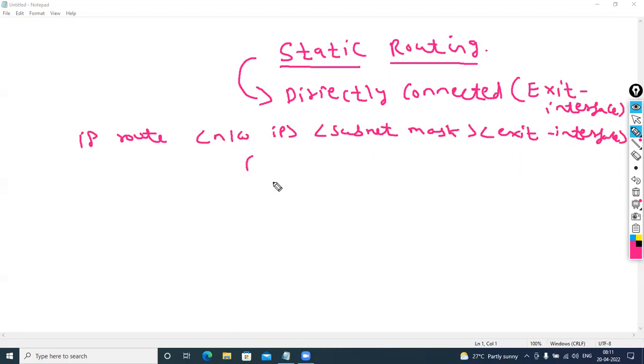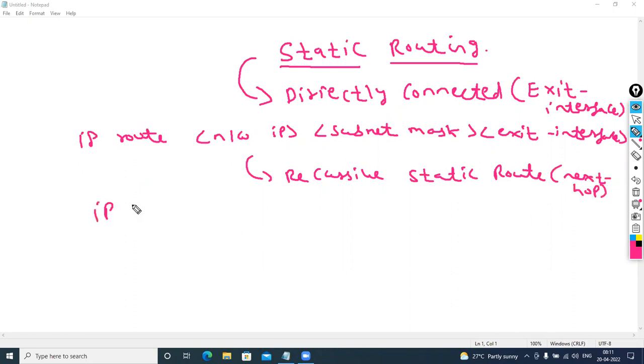Then we discussed recursive static route. Here you will be mentioning the next hop. So it's ip route, network, subnet mask, and the next hop IP.